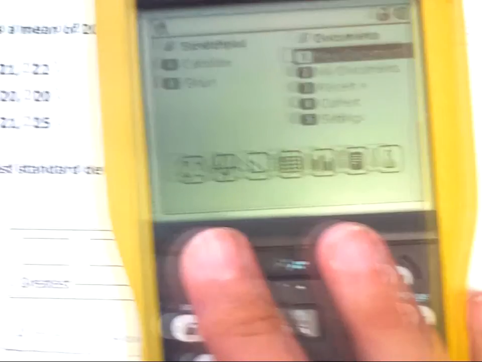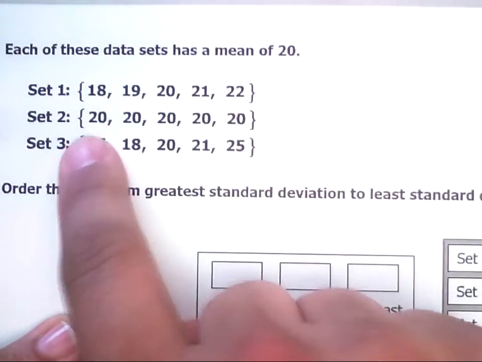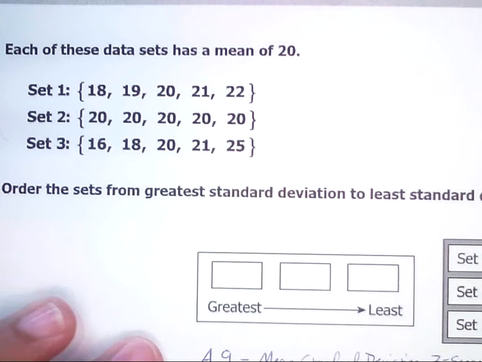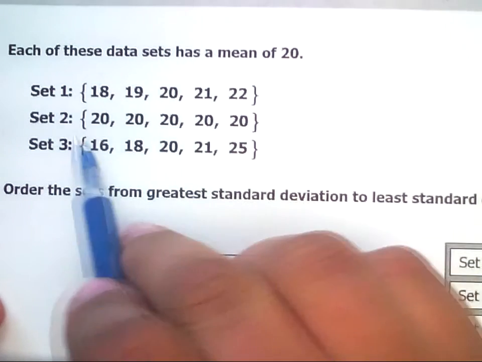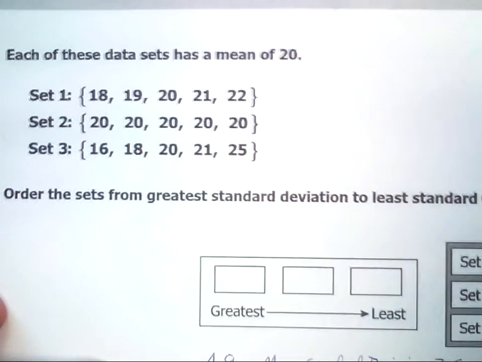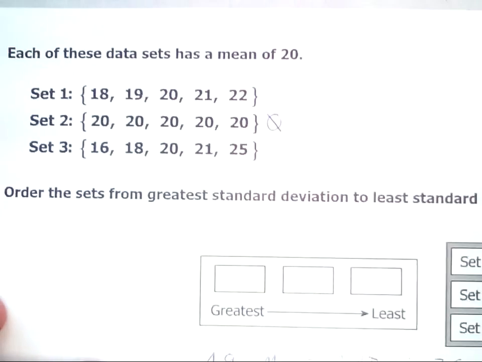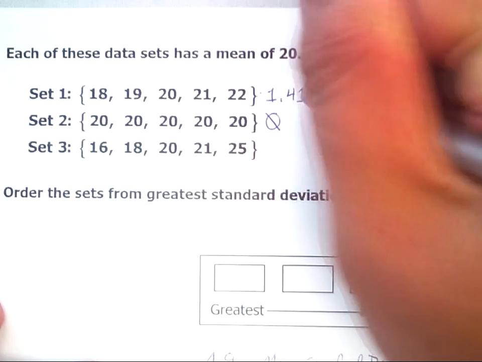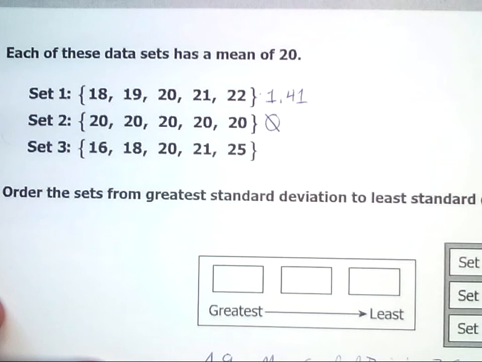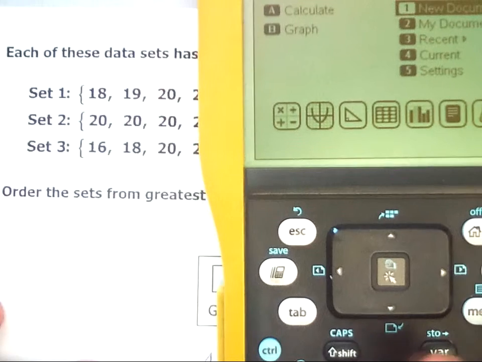All right, so now we're going to go ahead and repeat the process for the next two problems, except I'm not going to do it for set 2. If you notice, set 2, every single number is 20. Standard deviation is the spread of data. Well, since all the data is in the same place, it's not actually spread out. This has a standard deviation of 0. So while set 1 had a standard deviation of 1.41, set 2 doesn't have any standard deviation. Don't believe me? Type it in your calculator.